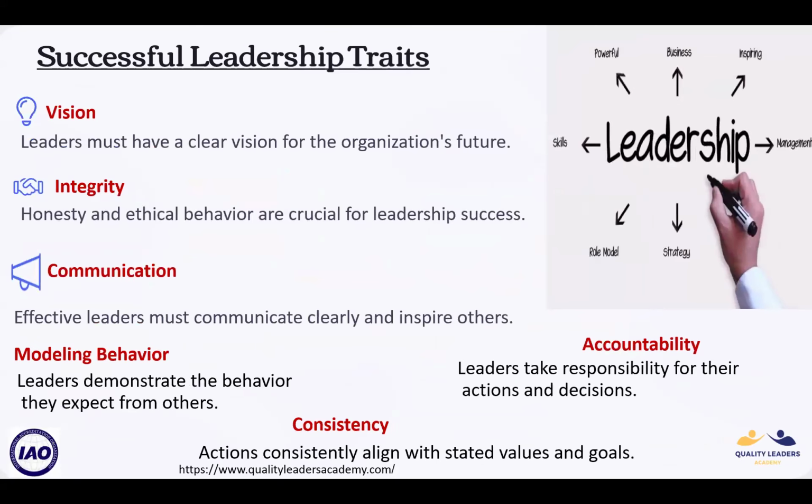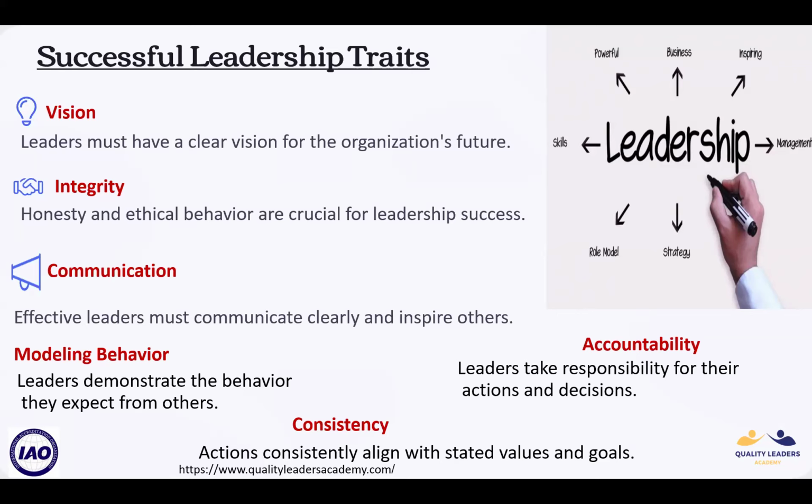Now, what makes a leader truly successful? Here we see the list of traits that make leaders credible and help them to be successful. Vision means you can describe the future in a way that makes people want to go there. And integrity means your team trusts you will do the right thing even when it's inconvenient. So, honesty and ethical behavior are crucial for leadership success.